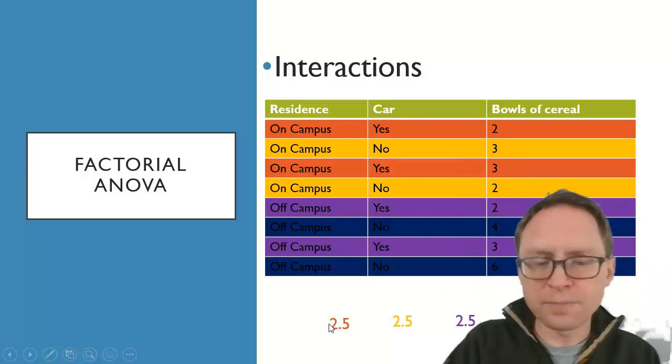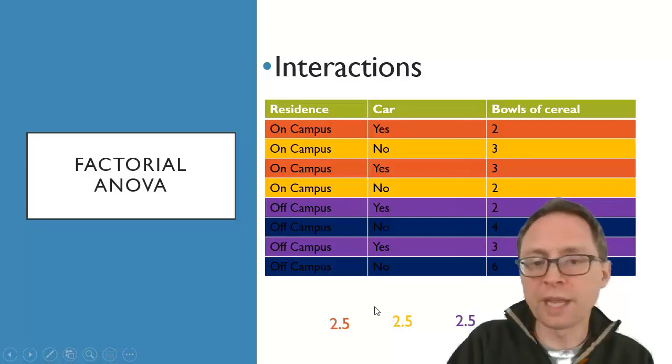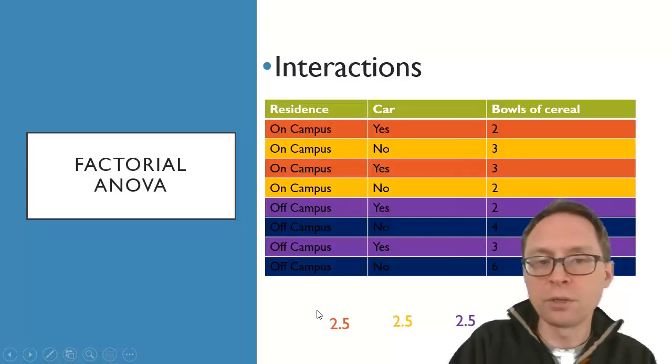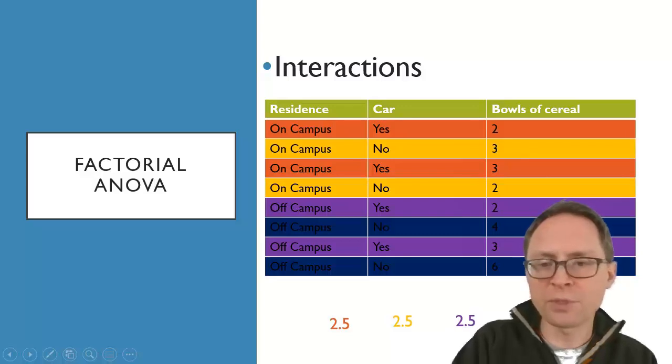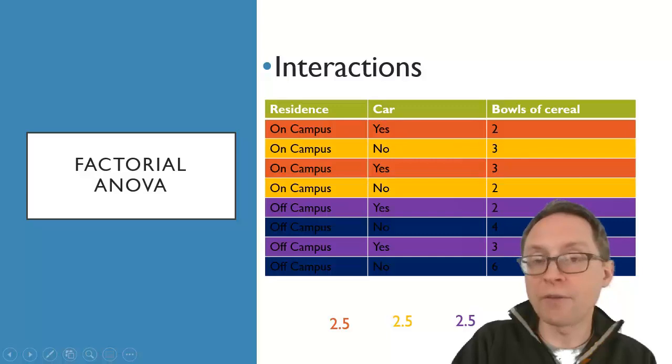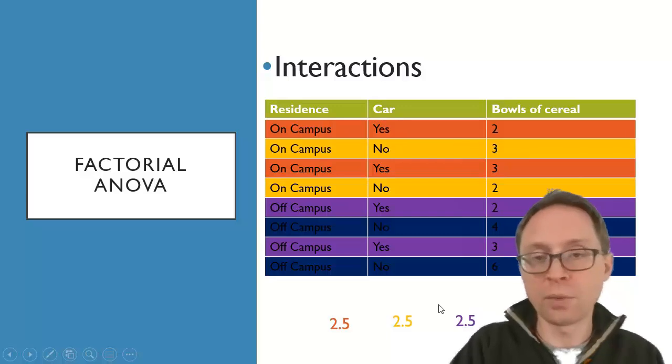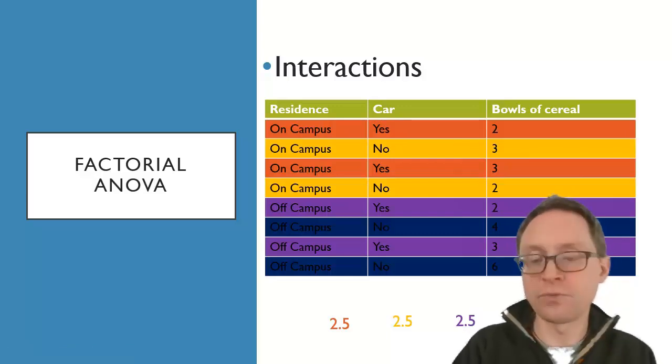So if you notice down here, each of these different groups has their own mean. So people who live on campus and own a car, they have bowls of cereal 2.5. The on-campus no car also averages 2.5. The off-campus with a car averages 2.5, and off-campus with no car averages 5. This is the interaction that we will be looking for in the analysis of variance.